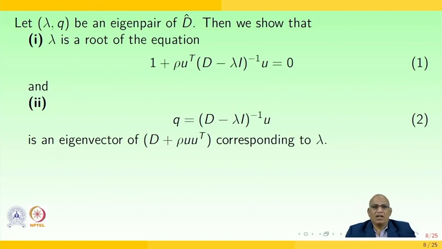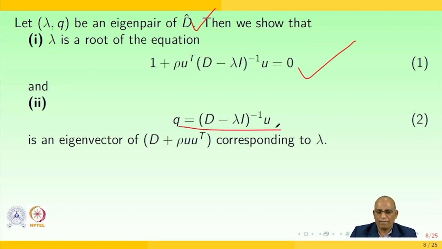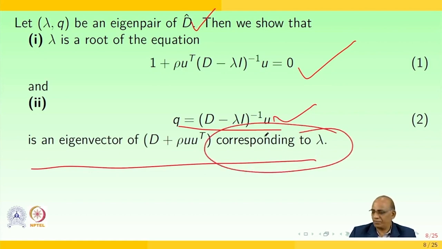To support this, let lambda, Q be an eigenpair of D cap. Then we show that lambda is a root of the equation 1 plus rho times U transpose times (D minus lambda I) whole inverse of U is equal to 0. And Q is equal to (D minus lambda I) whole inverse of U is an eigenvector of D plus rho U U transpose corresponding to lambda.